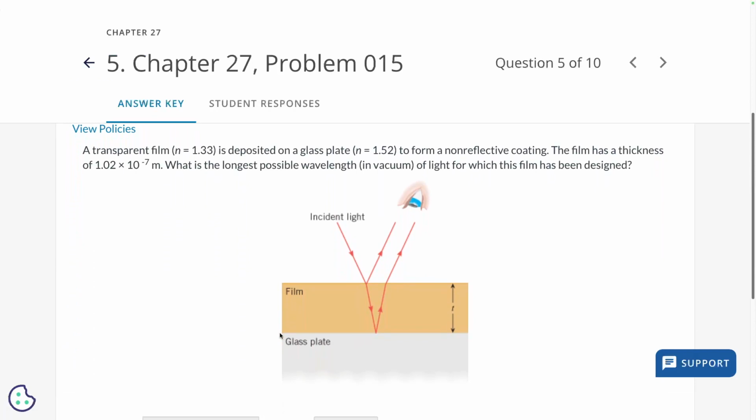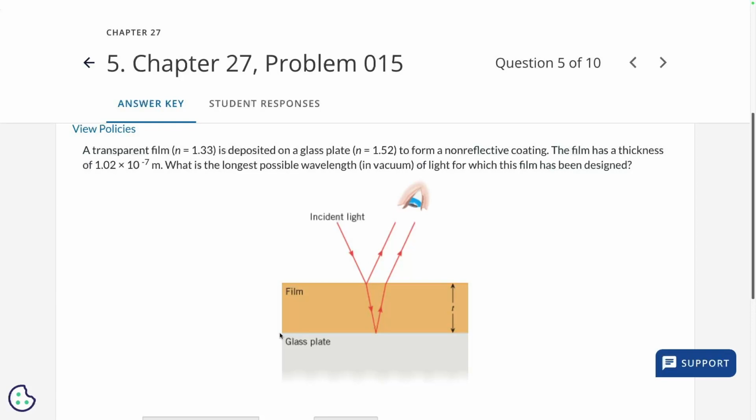All right. Film on a glass plate, film thickness. What is the longest possible wavelength of light for which this film has been designed? All right. So they did a picture for me. Look at that. Okay. What am I going to do first? What's the first thing I've got to figure out? Like what the bounces do, right? What flips, what doesn't.